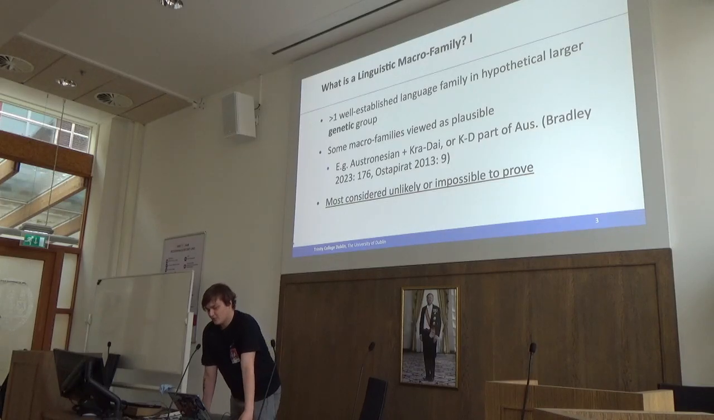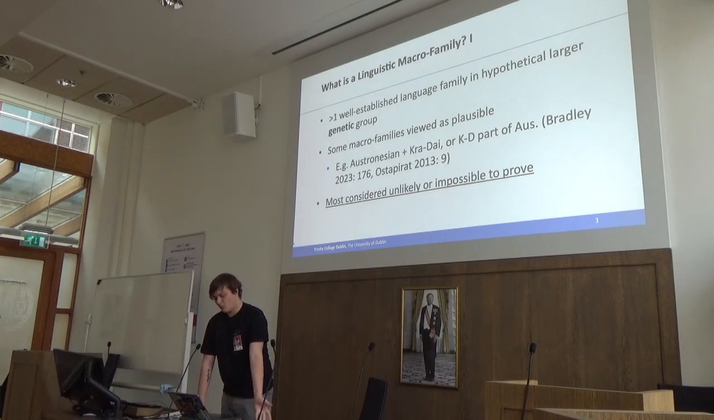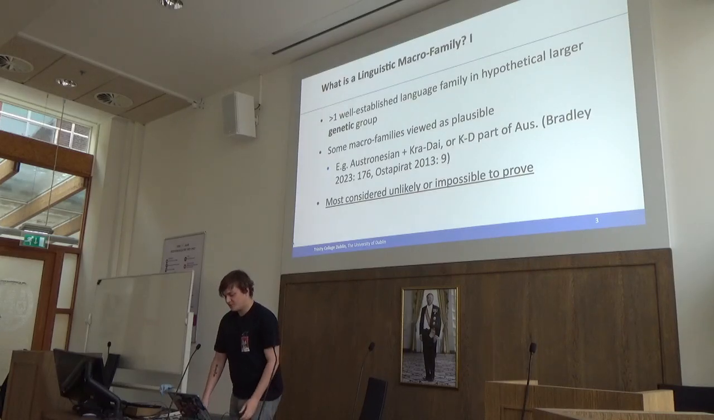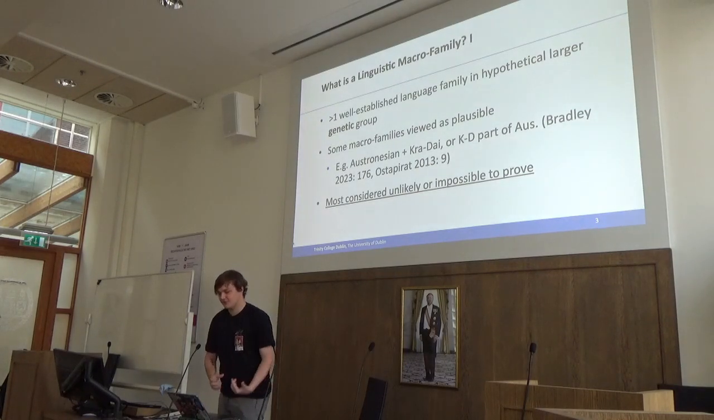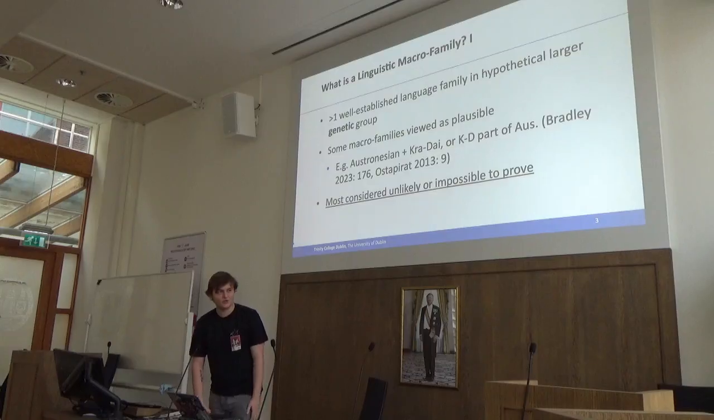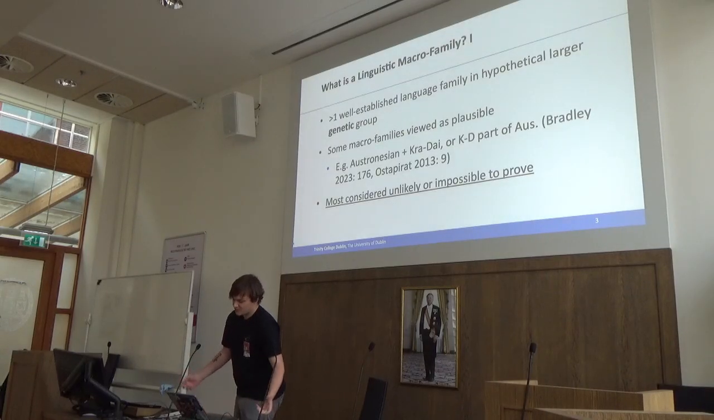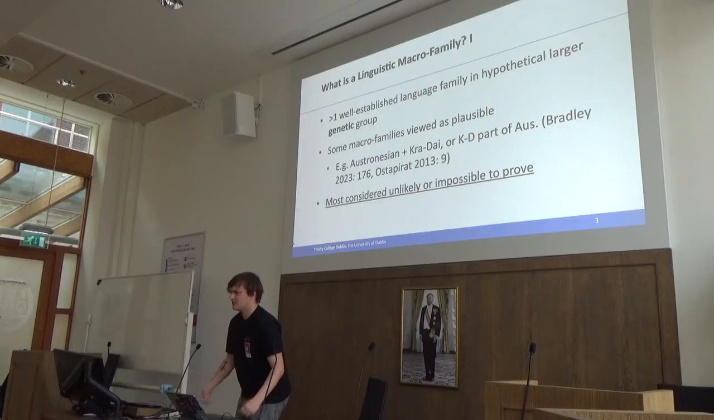So a macrofamily is one of these higher level groupings. It's when you have more than one well-established language family in this hypothetical genetic grouping. So we're not talking specifically about instances of language contact or a Schwarzschild type of effect. We're talking more about actual genetic groups. Some of them are plausible. A lot of people think that Kra-Dai is related to Austronesian, for example. But most of them are considered unlikely or impossible to prove.